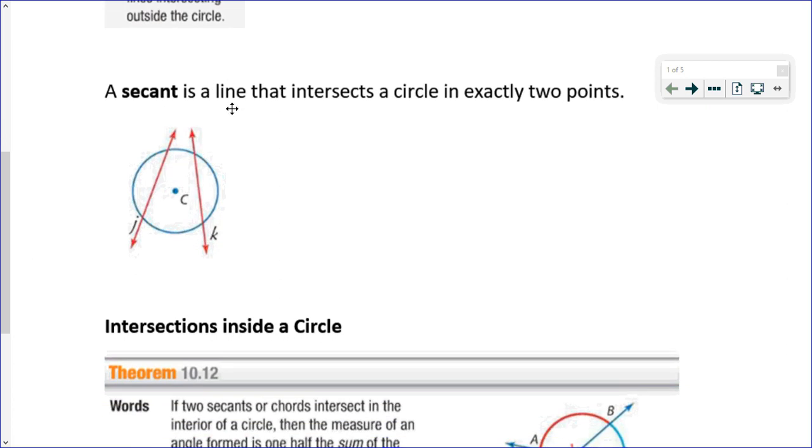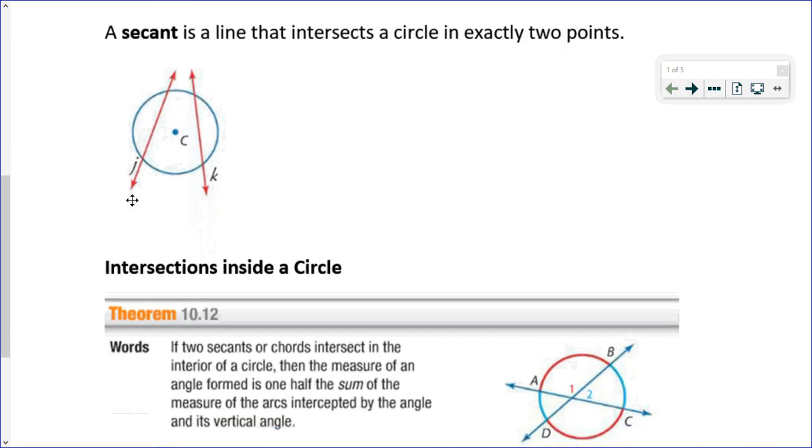A secant is a line that intersects a circle in exactly 2 points. So here we've got secant J. It would intersect the circle at 1, 2 points, and then secant K also intersects at 2 points, all right? So that's just the definition of a secant.